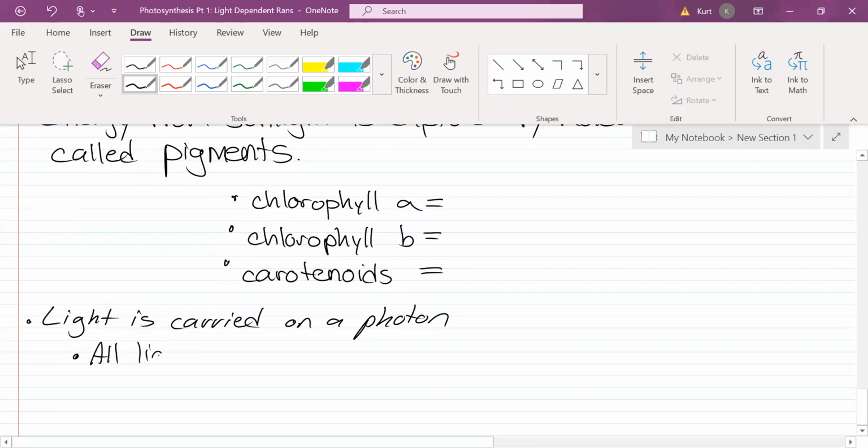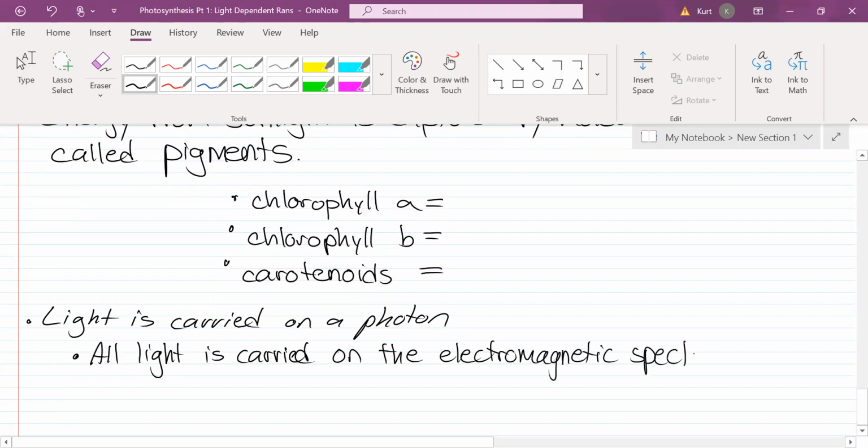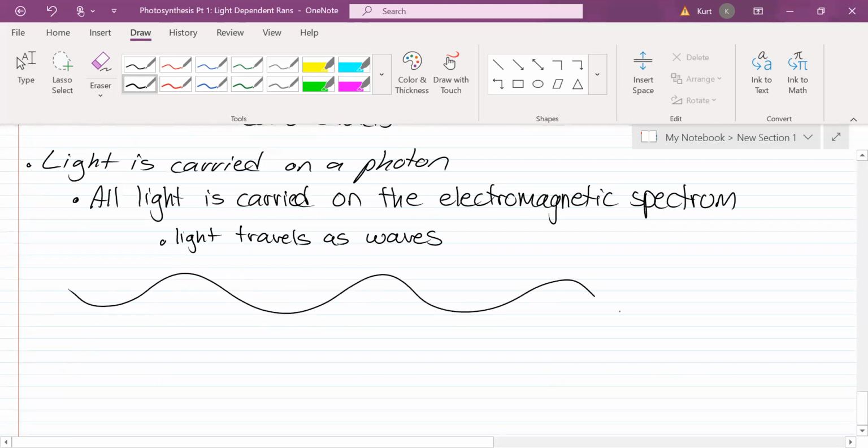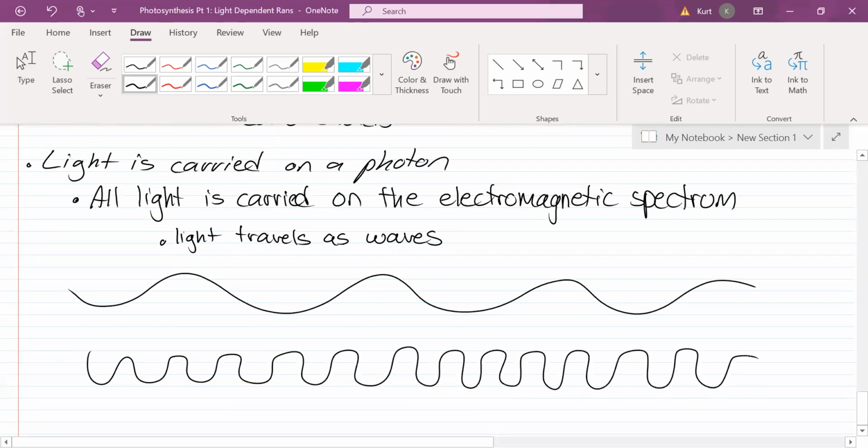All light is carried on the electromagnetic spectrum. You should have done the electromagnetic spectrum in the first quarter of chemistry, which for some of you was last year, for some of you it was 2 years ago, for some of you, you haven't even taken chem yet. So to get this, I'm going to draw out the whole spectrum for you. Light travels as waves. It looks like this, or it can look like this, or it can be really strong.